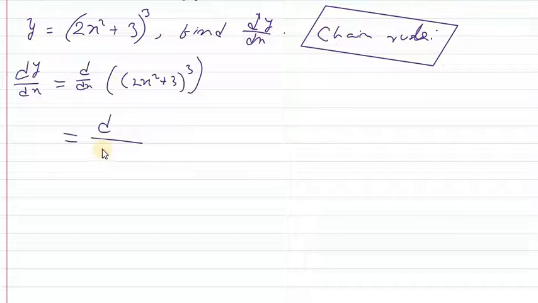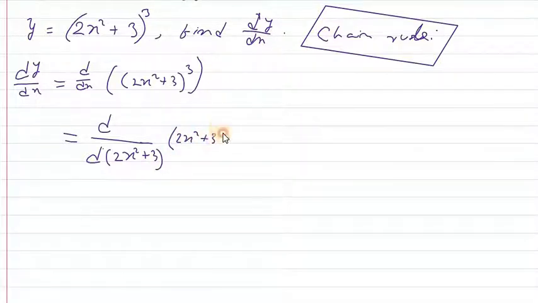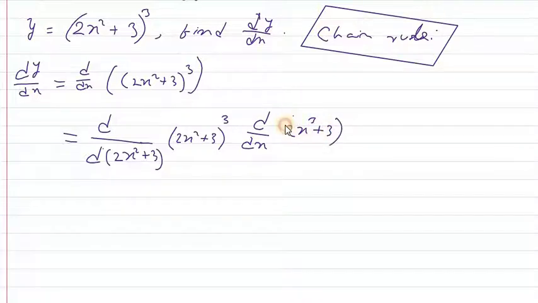d by dx of (2x square plus 3) power 3, and then d by dx of 2x cube plus 3. So this is the chain rule. Okay, this is the chain rule.